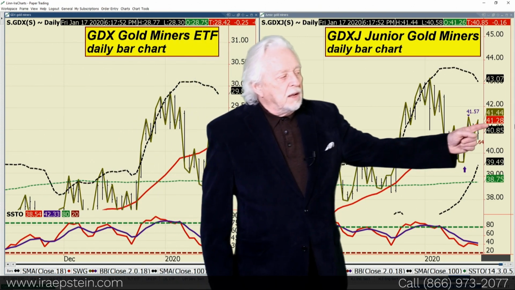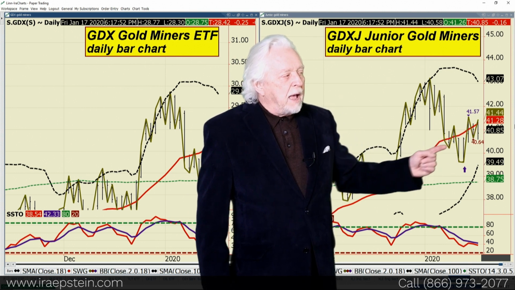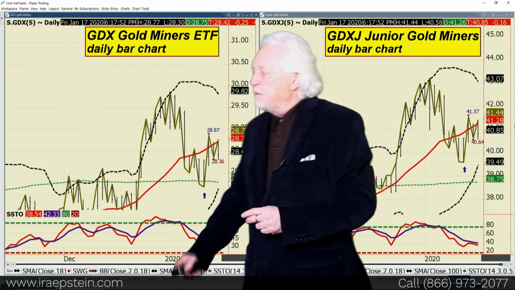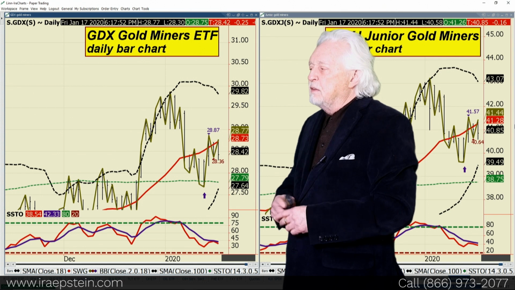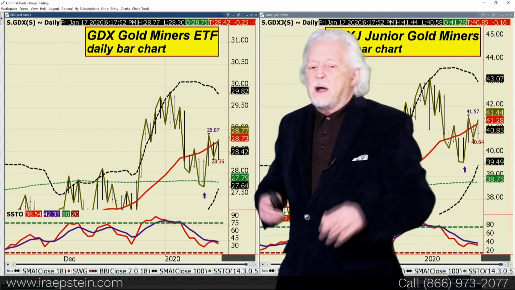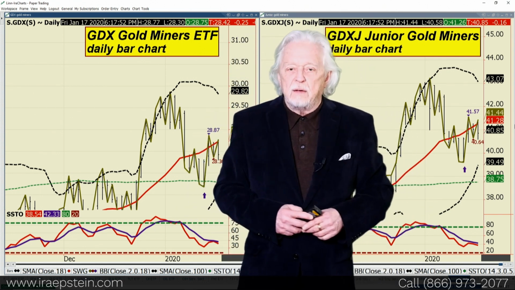In the minors, can it be any clearer that you're fighting a battle in the juniors at the 18-day average of closes and in the seniors, the bigger ones? This is a market looking for direction. It doesn't have a trend just yet.